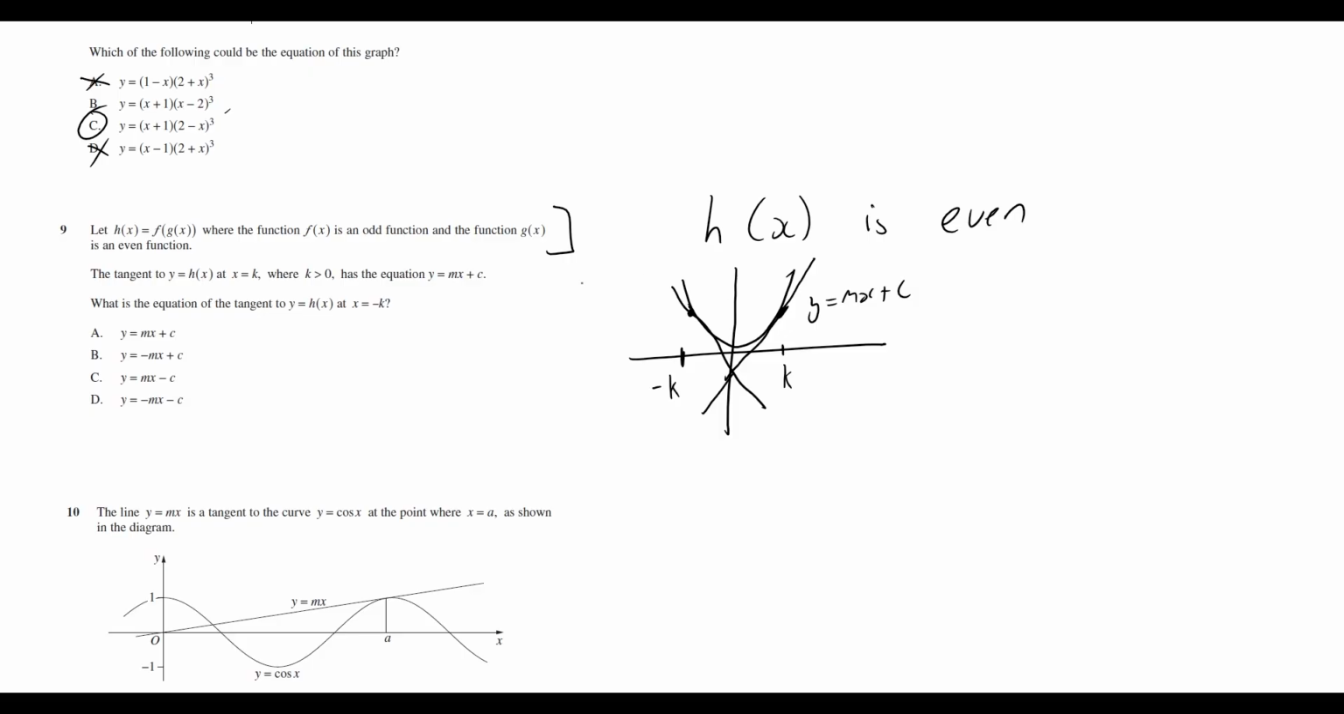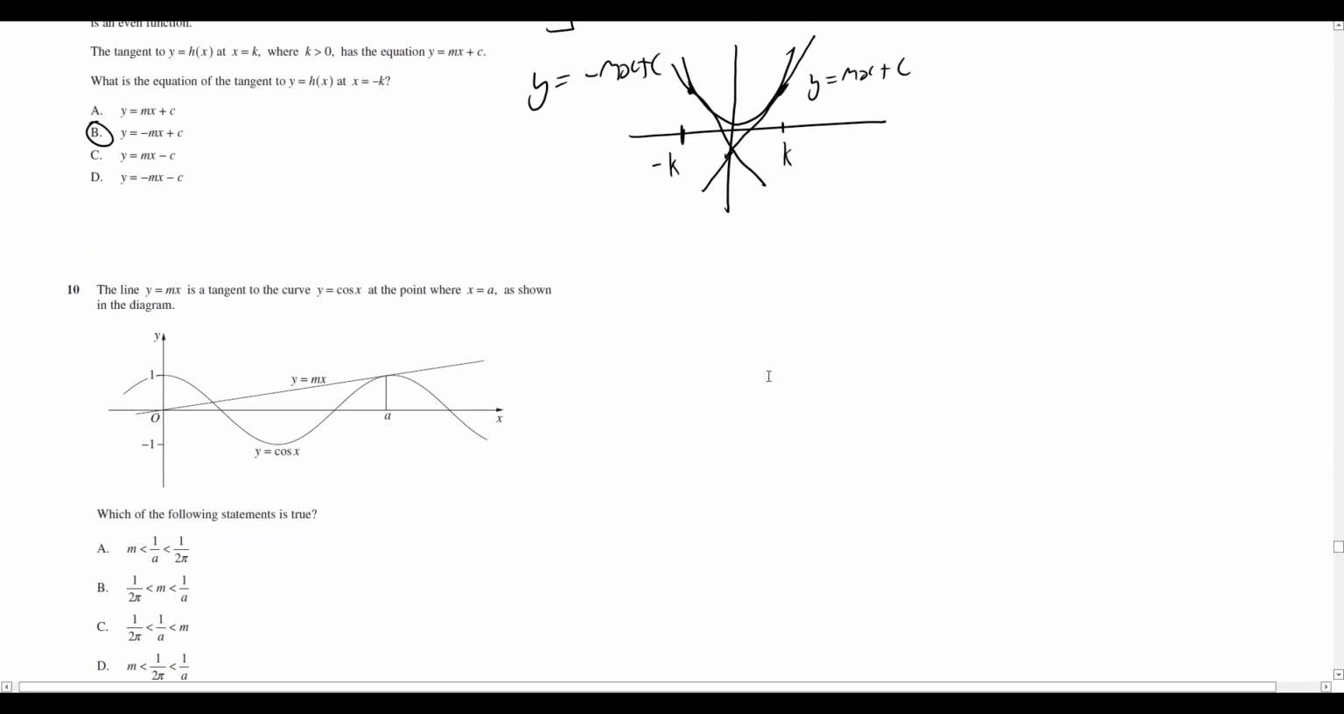And so that's how we see that our answer is going to be option B, since the only thing that changes is the gradient, and that changes into a negative value. So we can conclude that this line here is y equals minus mx plus c. Okay, let's go and finish up our multiple choice.